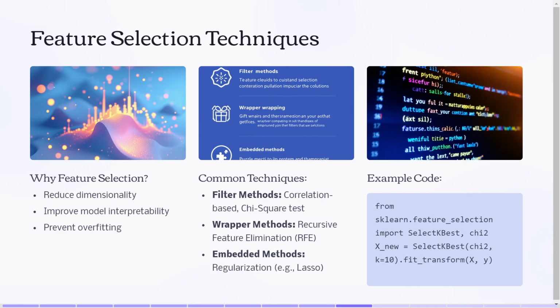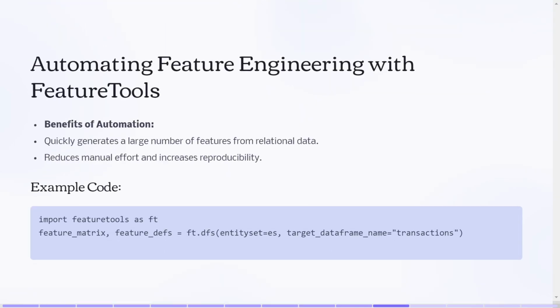Manually creating features can be time-consuming, especially with large datasets. Tools like Featuretools help automate this process by generating complex features from relational data. It can quickly create hundreds of new features, giving us more options to test and validate. However, it's still important to review these features and ensure they make sense for our specific problem.